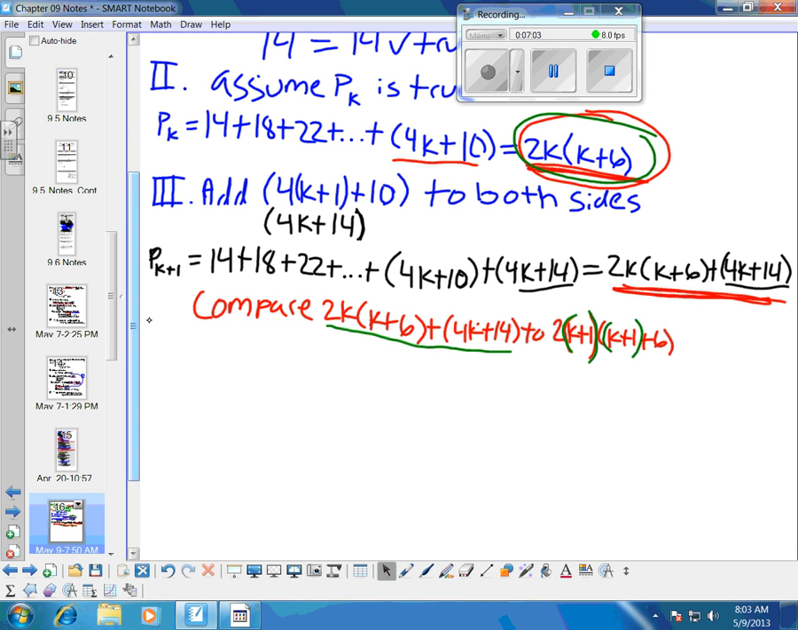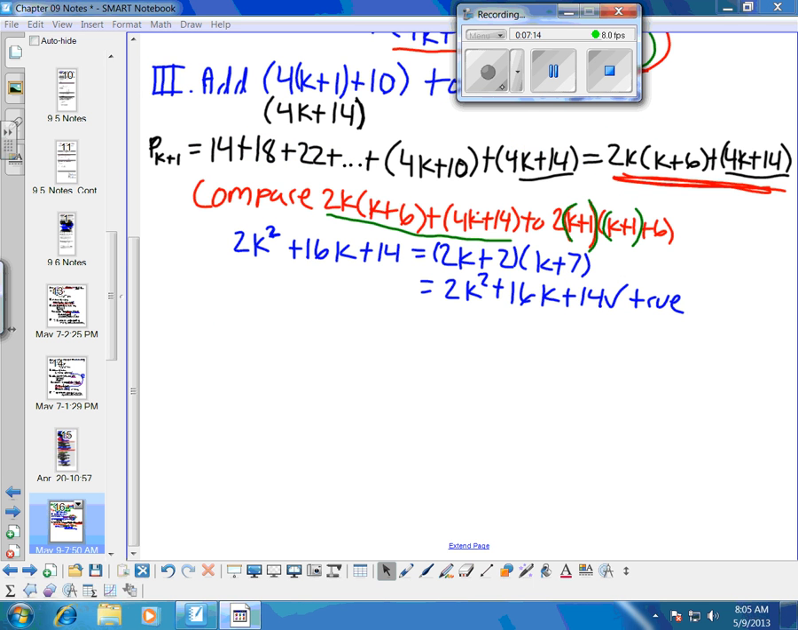And then what you want to do is take those two statements, simplify them or combine them, or do whatever you need to do to see if they are actually equal to each other. So Bryce, what are the P sub k plus 1 statements? They're equal, so it's true.